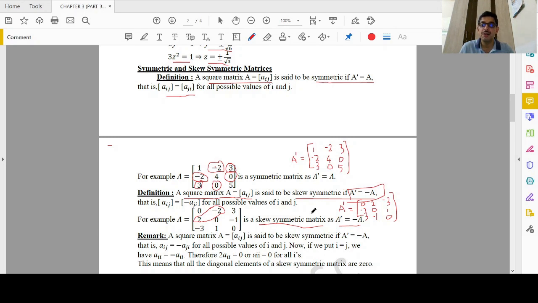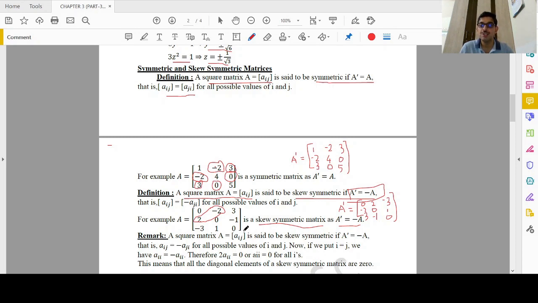So if you find the transpose, the position of the diagonal elements will never change. The diagonals will remain in the same position, whether it is the transpose or the given matrix. There will not be any change in the position of diagonal elements. So because of that, the diagonal elements of a skew symmetric matrix have to be zeros.